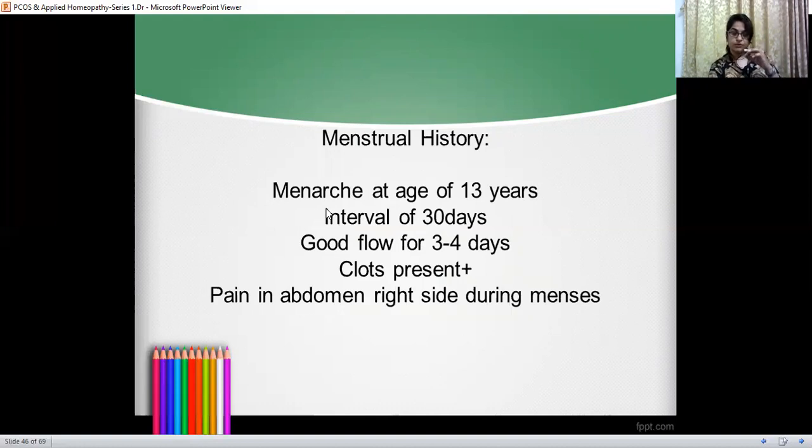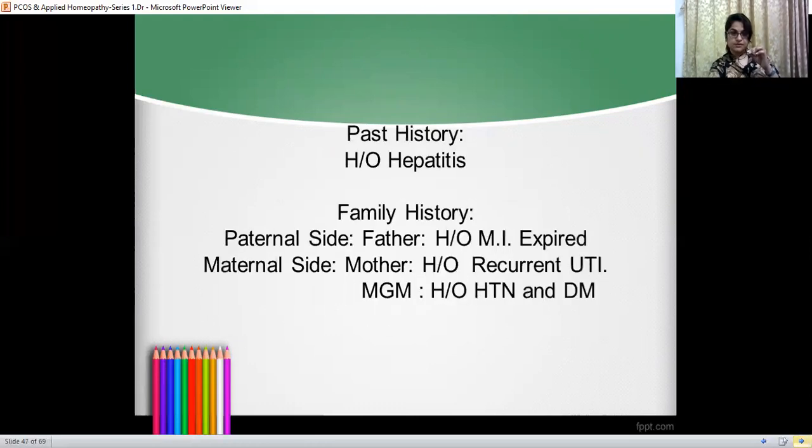So she explained her menstrual history: menarche at 13 years, interval 30 days, good flow for 3 to 4 days, clots are present, and pain in the abdomen on the right side during menses. So she has pain in the abdomen during menses.